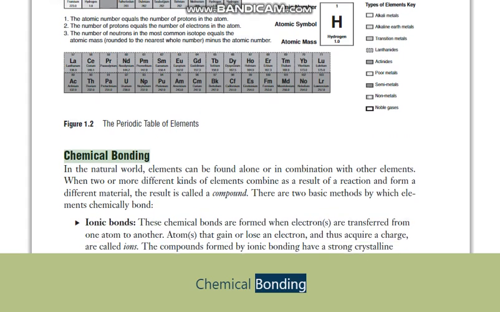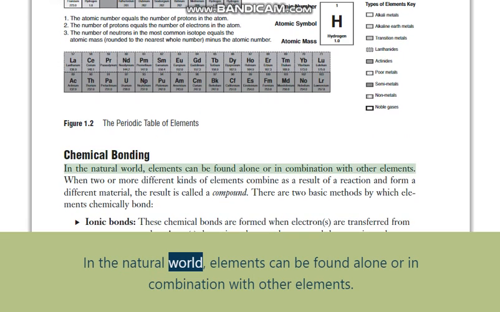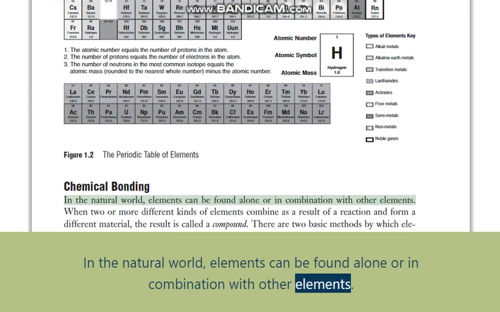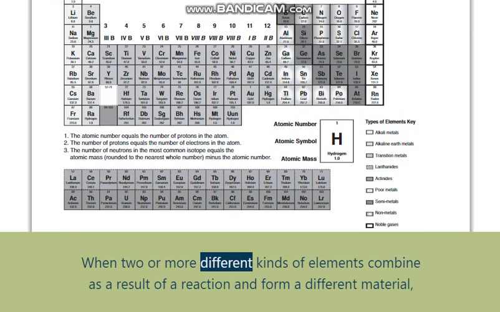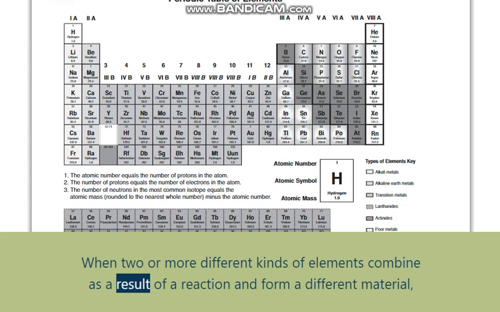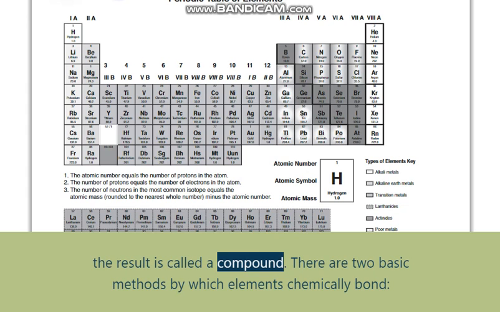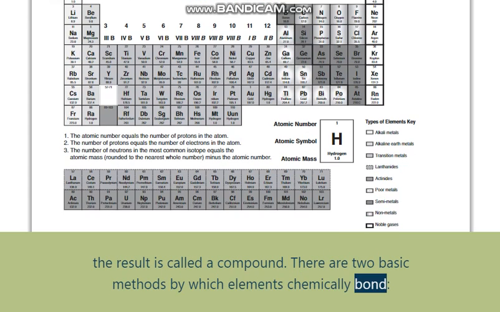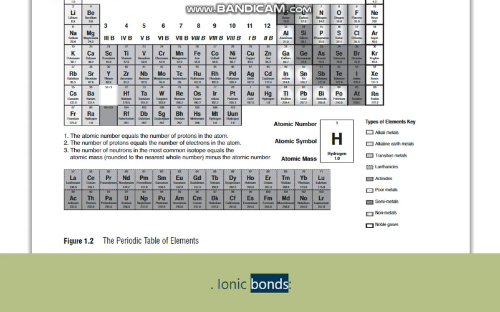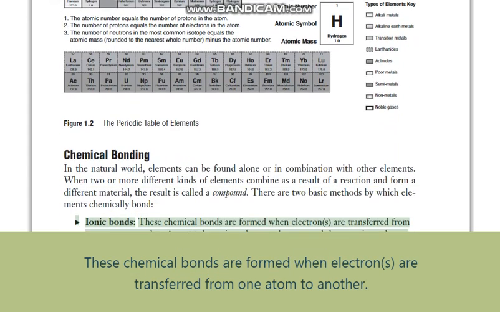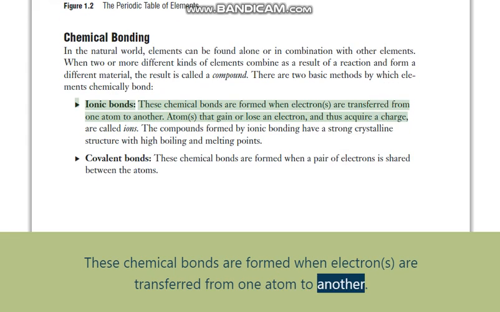Chemical bonding. In the natural world, elements can be found alone or in combination with other elements. When two or more different kinds of elements combine as a result of a reaction and form a different material, the result is called a compound. There are two basic methods by which elements chemically bond. Ionic bonds. These chemical bonds are formed when electrons are transferred from one atom to another.